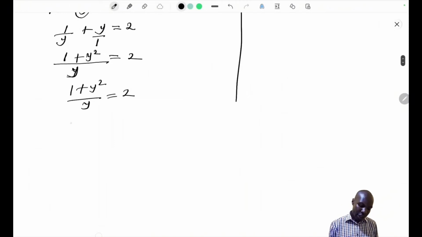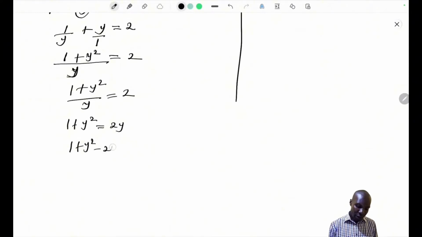So that tells us that 1 plus y squared is equal to 2y. Cross multiply. So we'll have 1 plus y squared minus 2y is equal to 0. So we have y squared minus 2y plus 1 equal to 0. Look for two numbers that if you multiply will give you positive 1, and if you add will give you minus 2. So those two numbers are minus 1 and minus 1.